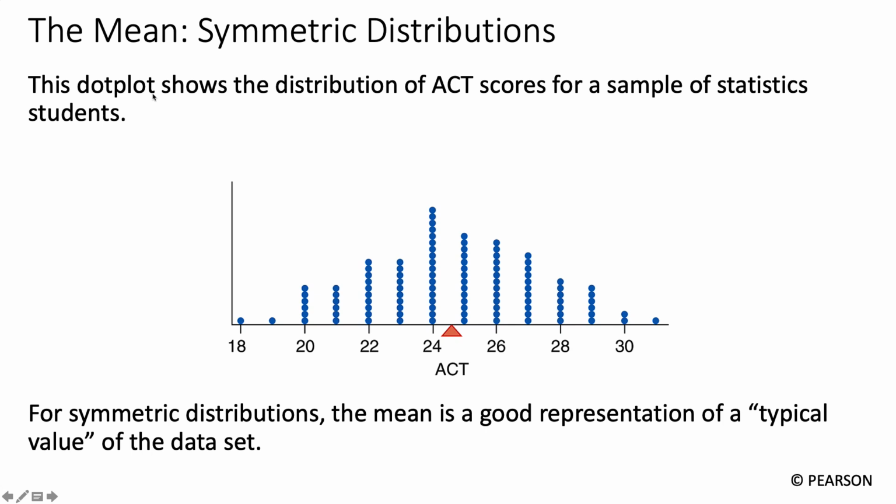Here's a dot plot of the distribution of ACT scores for a sample of statistics students. Now notice this distribution is symmetric, and the mean is very close to the middle of the distribution here. In a symmetric distribution, the mean is a good representative of a typical value of your data set.